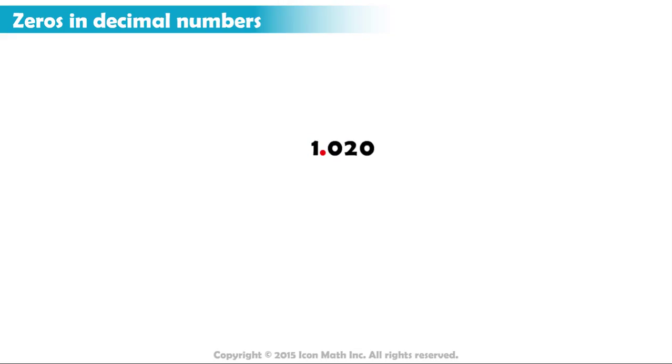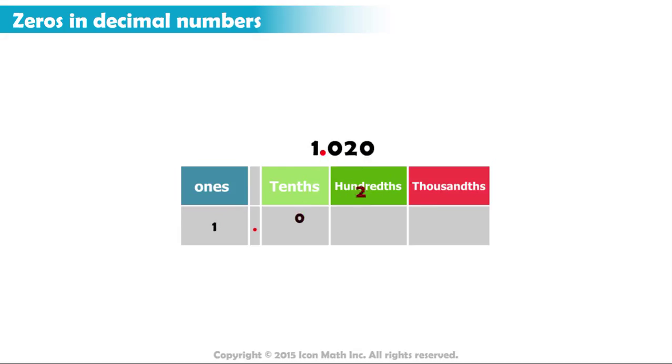Consider now this decimal number. This is the same as the previous decimal number, but we have an extra 0 at the end. This last 0 is in the thousandths place. It is the third decimal place to the right of the decimal point.